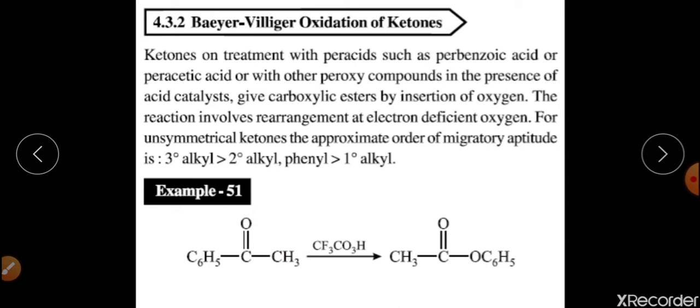So at that time, as we know, this is a carbonyl group and this is CH3 and this is your phenyl. So between which carbonyl group and carbon the oxygen will be inserted will be determined by the migratory aptitude of the group which is attached to the carbonyl group.